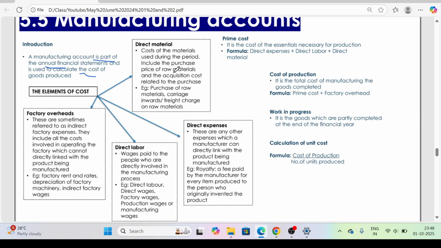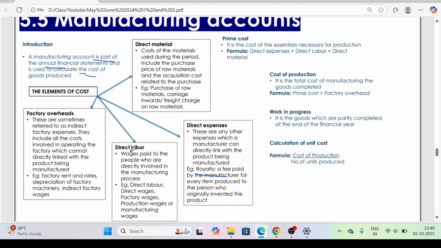And after direct material, direct expenses. These are any other expenses which a manufacturer can directly link with the product being manufactured. Example, royalty fee paid by the manufacturer for every item produced to the person who originally invented the product. You know the royalties, right? So it will come under direct expenses.